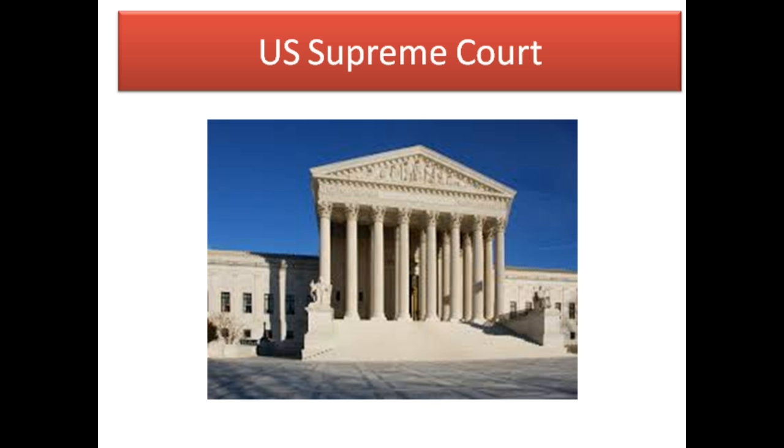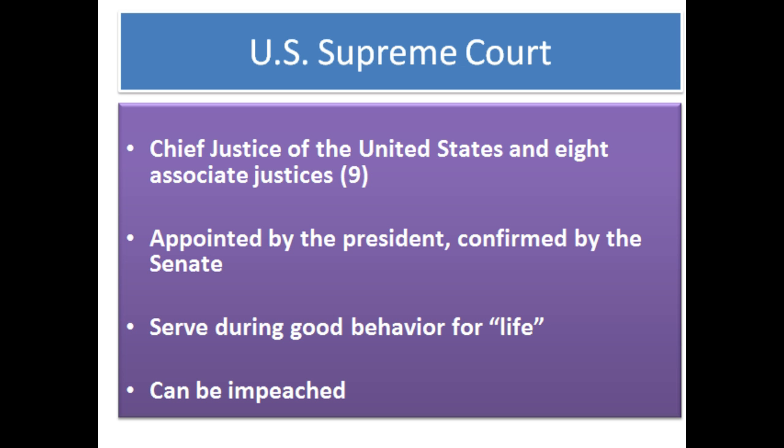Now we turn to the U.S. Supreme Court. Look at some of its structure as well as some of its traditions. The Supreme Court is made up of 9 justices. There is the Chief Justice and 8 Associate Justices. As we know, these judges are appointed by the President and confirmed by the Senate. They serve for life. However, they can be impeached by the House and convicted by the Senate.